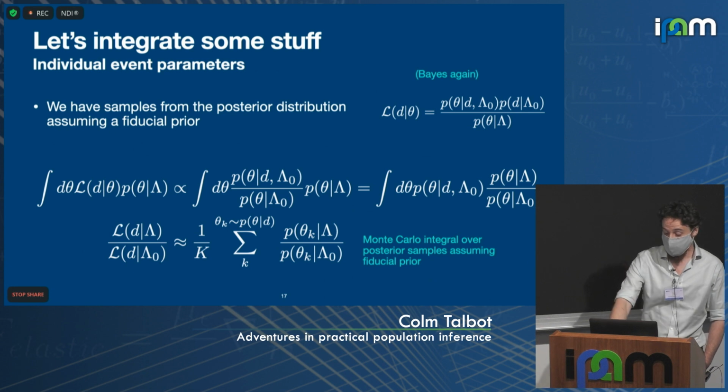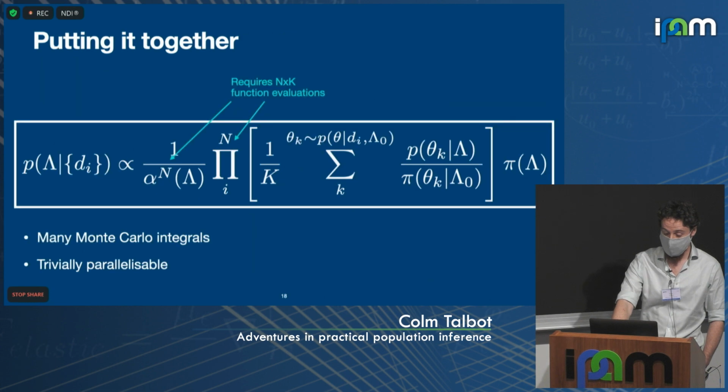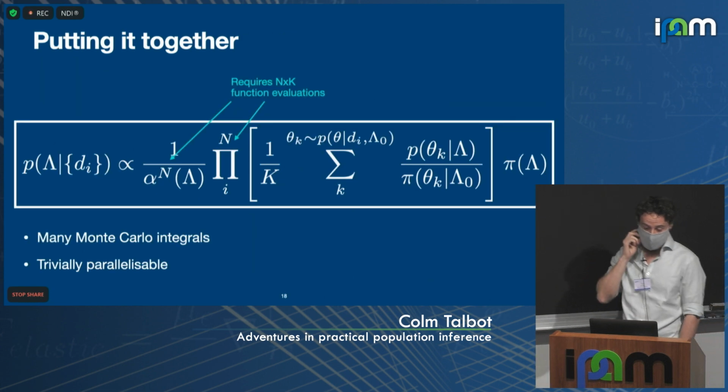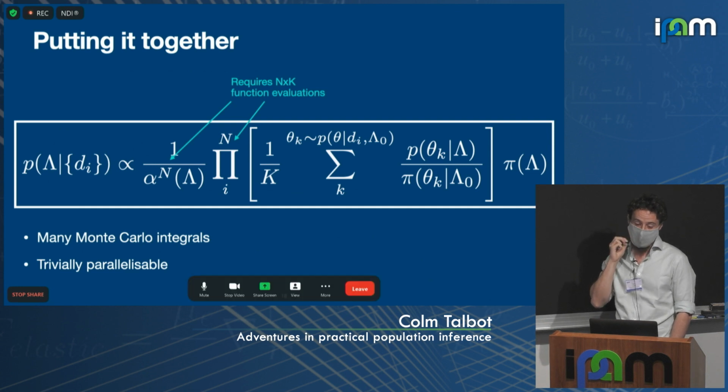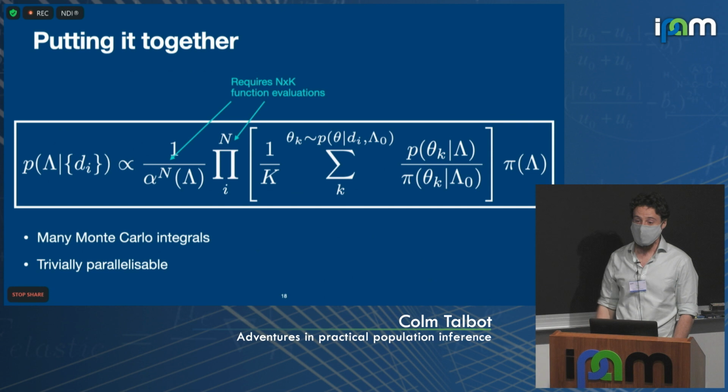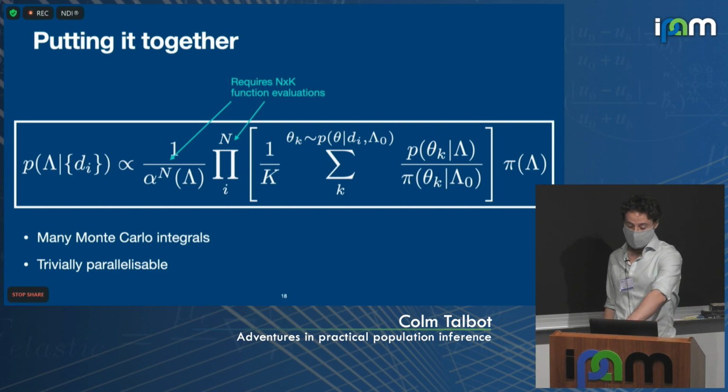So great, we have Monte Carlo integrals to do our selection function and our single events. We can now write our nice compact population likelihood, and we only have to do n times k function evaluations twice to calculate our likelihood. Fortunately, they're kind of trivially parallelizable. You can whack them onto GPUs and pretend everything's great. And it doesn't run too slowly.